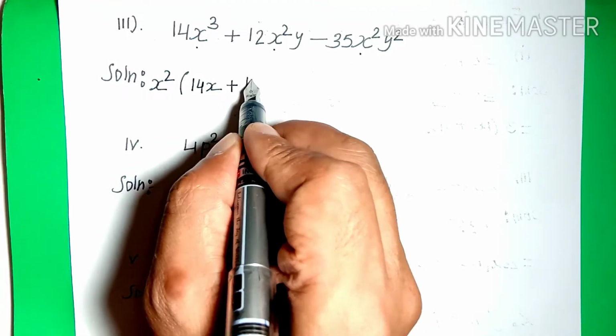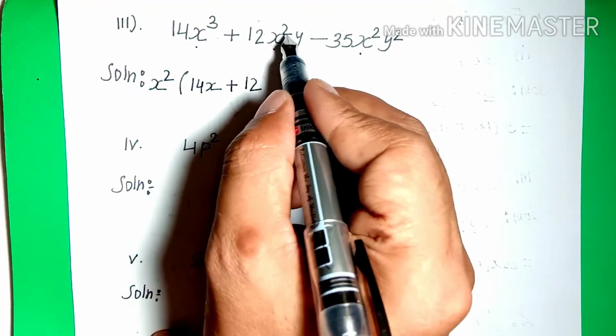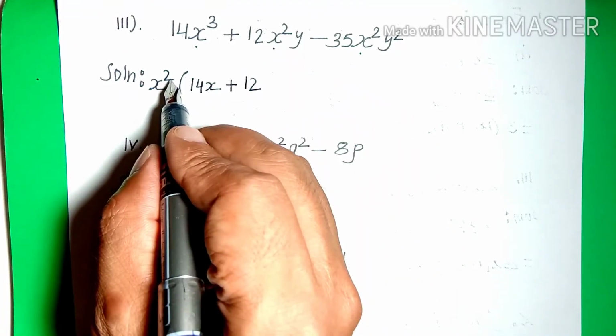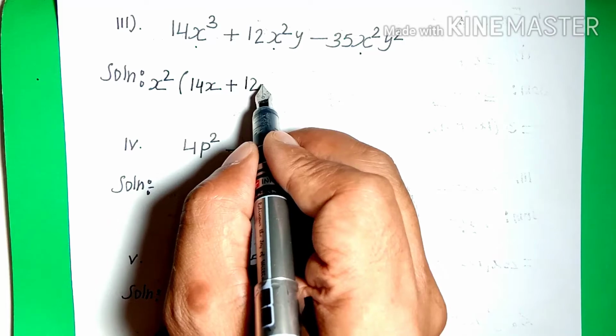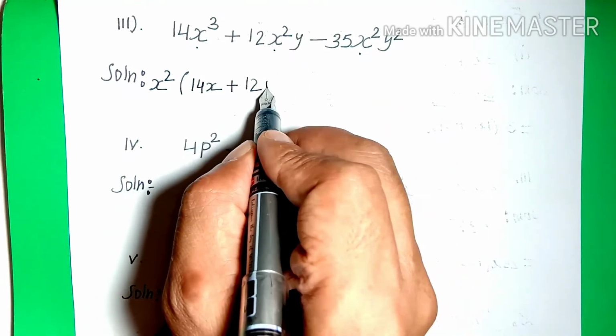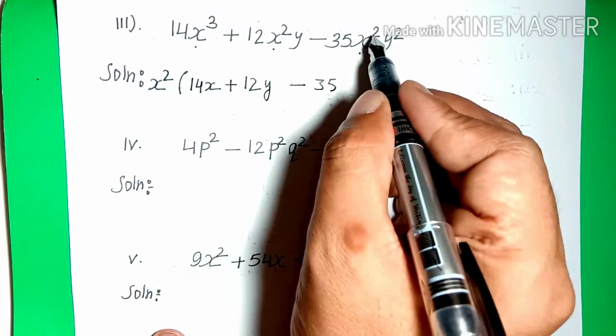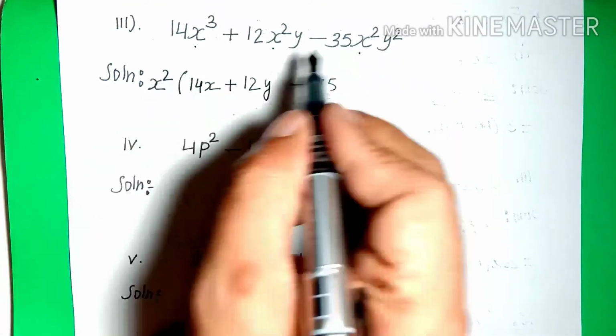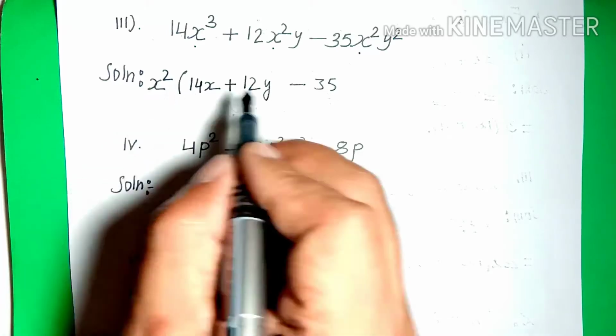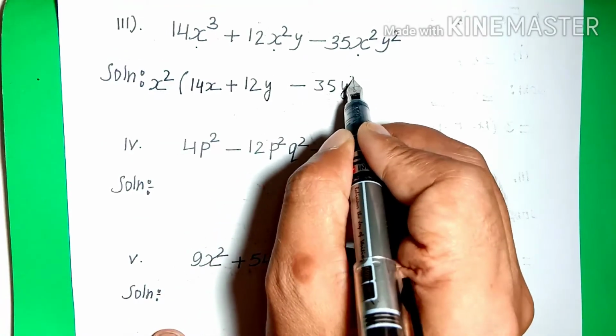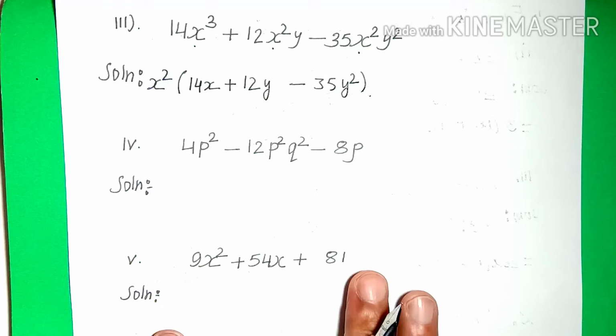Plus again here 12. Again here x, 2 minus 2 will be 0, which means x will not be left out here. And then the variable y will be left out. Minus again here 35. x square, this also square. 2 minus 2 will be 0. Then we are left with only y square.